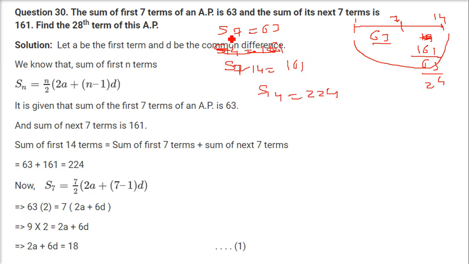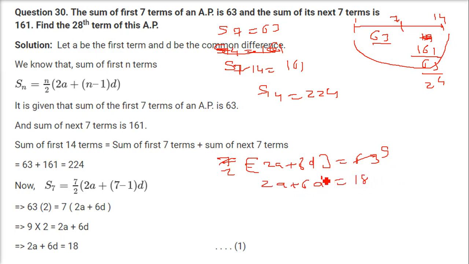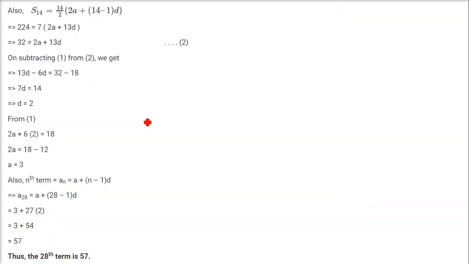So let us use the formula now. S7 is 63, so we have 7 by 2, 2a plus 7 minus 1, that is 6d, equal to 63. This is our first equation. 7 9s are 63, so 2a plus 6d equal to 9 2s are 18. Divide both sides by 2, so you get a plus 3d equal to 9. This is our first equation.